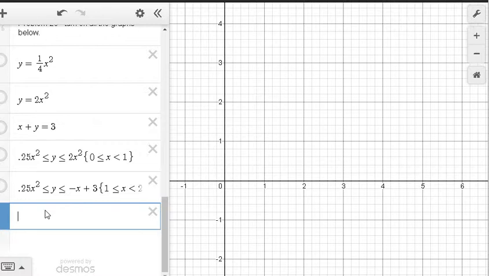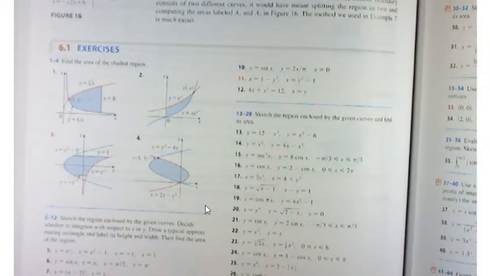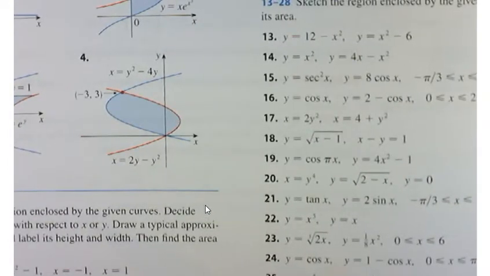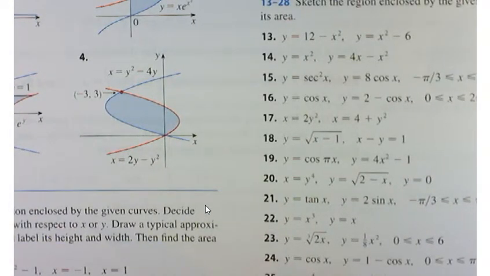So we've got a couple different functions. We've got y equals, excuse me, y squared minus 4y. In fact, you know what? I guess the reason I didn't put it on decimals is because it's already graphed for us here. Problem number 4.